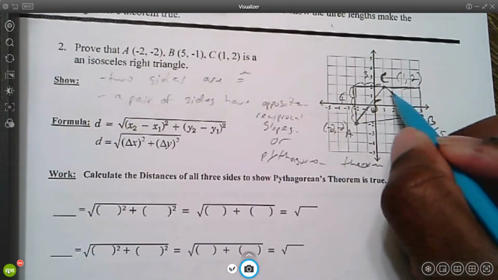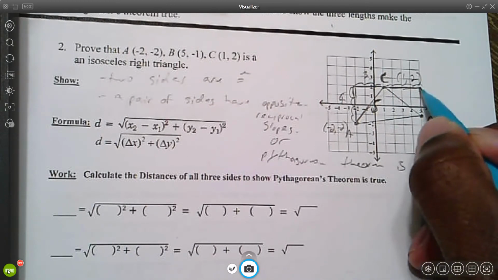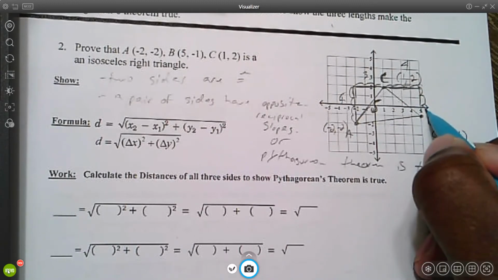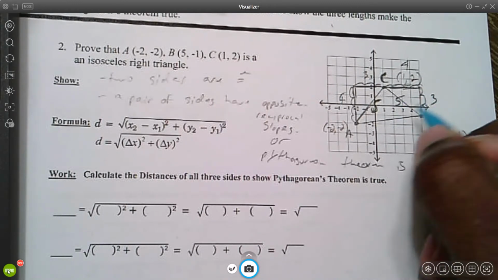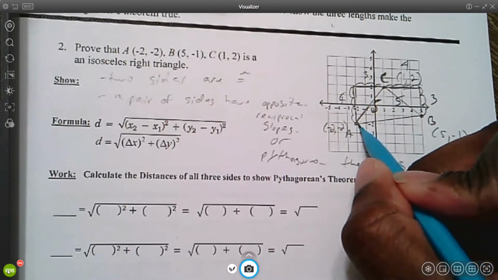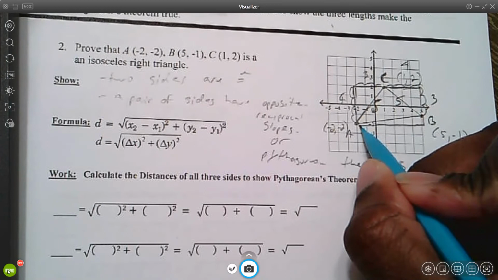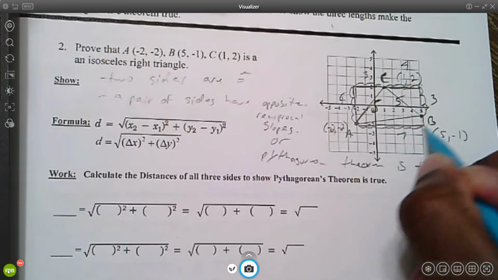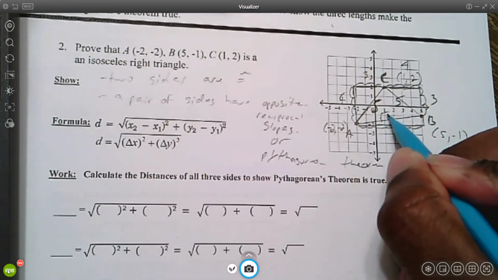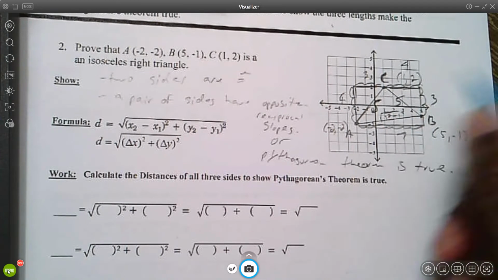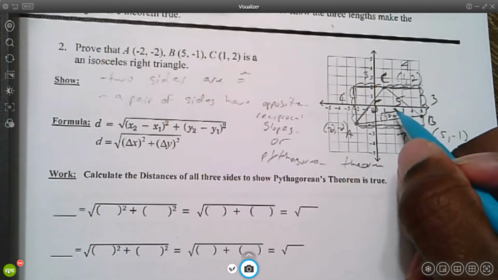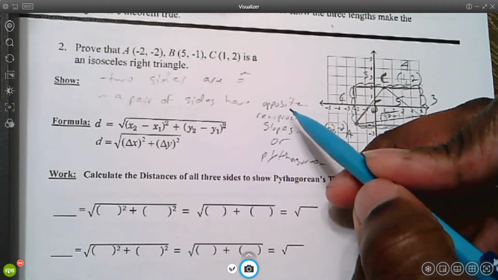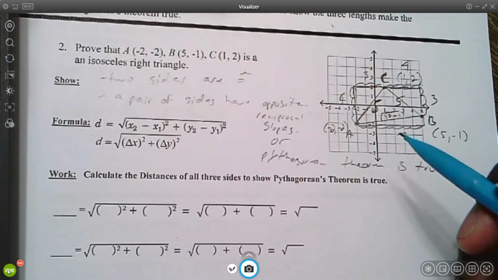So here, this side is 1, 2, 3, and 1, 2, 3, 4. This side is 1, 2, 3. So it's also 3, 4, 5. So I know I got at least two sides congruent, and this side is 1, 2, 3, 4, 5, 6, 7 by 1. So this side is the square root of 7 squared plus 1 squared. So I know it's at least isosceles. Now I want to prove that a pair of sides are either opposite reciprocals or the Pythagorean theorem is true.